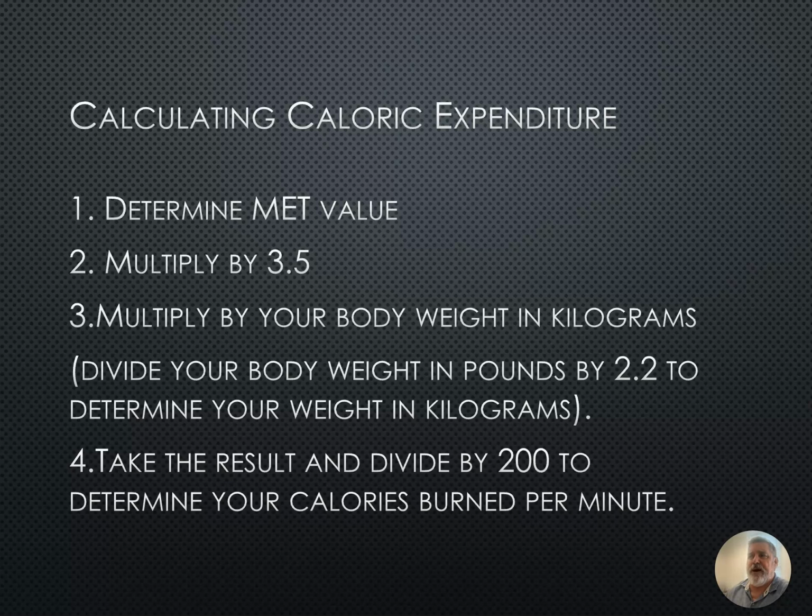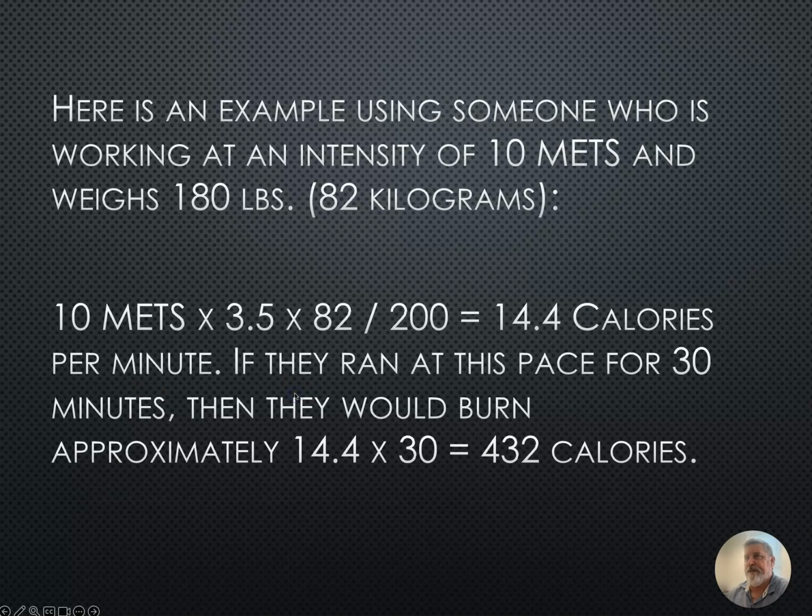Then you're going to multiply by the body weight in kilograms. So we're always going to convert to kilograms. To go from pounds to kilograms, you divide your body weight by 2.2. So if you're 220 pounds, which you're probably not, you divide that by 2.2, you get 100 kilograms. Then you take the result and divide by 200 to determine your calories burned per minute. Let me show you an example of that.